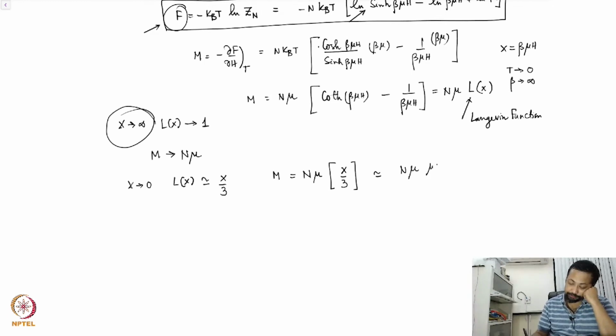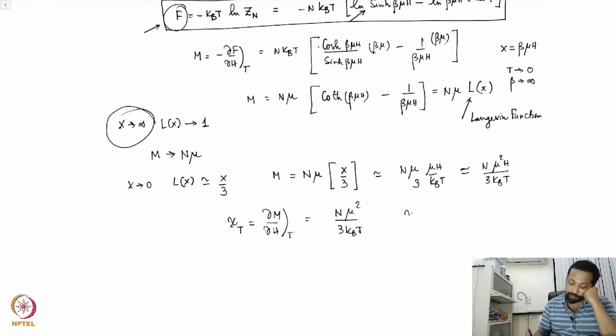X is mu H over 3 kBT, right? So this is approximately n times mu square H over 3 kBT. And the susceptibility is del M del H at constant temperature, which is chi of T, and which you get as n mu square over 3 kBT.